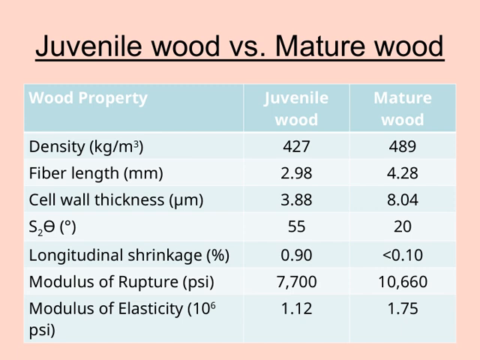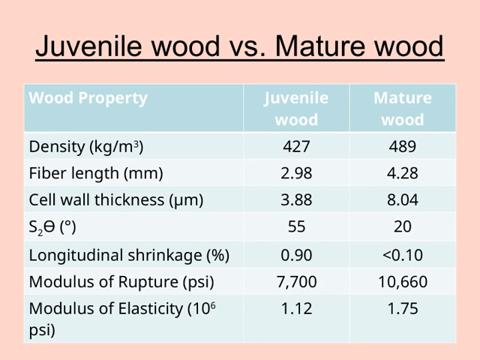When we look at strength, the modulus of rupture in juvenile wood is around 7,700 psi, but it increases significantly to 10,660 psi in mature wood, showing that mature wood can withstand much higher forces before breaking. Similarly, the modulus of elasticity, which measures stiffness, is 1.12 million psi in juvenile wood and goes up to 1.75 million psi in mature wood.